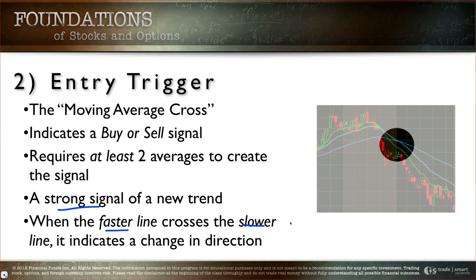Now, how do you know the faster line? Well, the faster line is always going to be the one that has the lowest number to it. So if we're dealing with a 10, 20, and 50 period exponential moving average, the 10 period is going to be the one that has the lowest number. So obviously the 10 period is going to be the one that's moving the fastest.